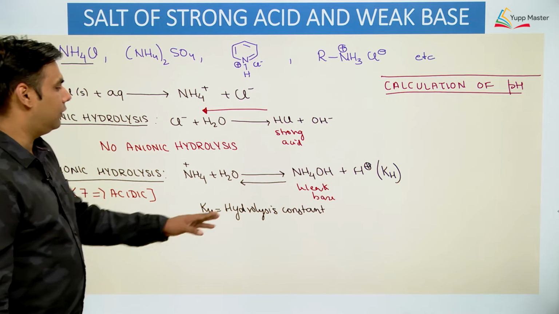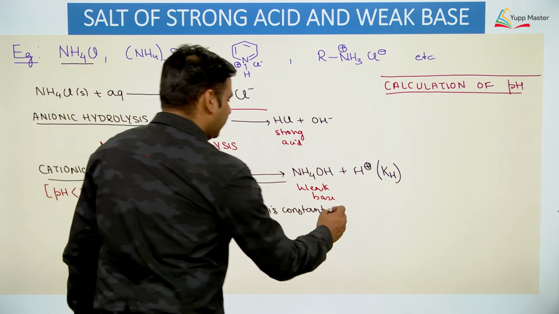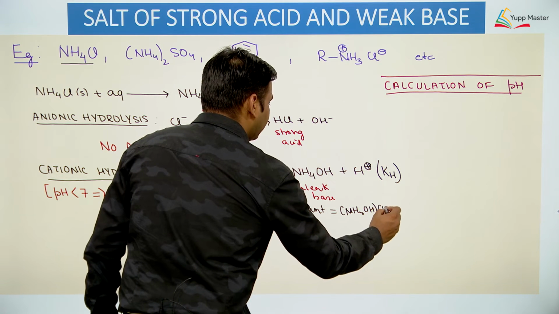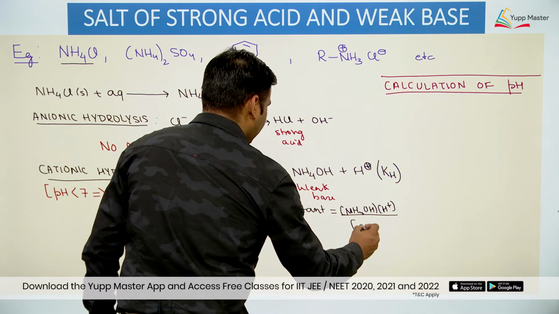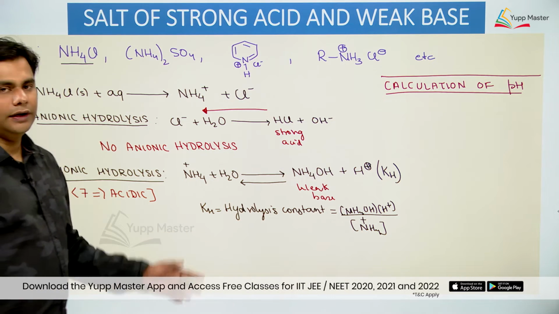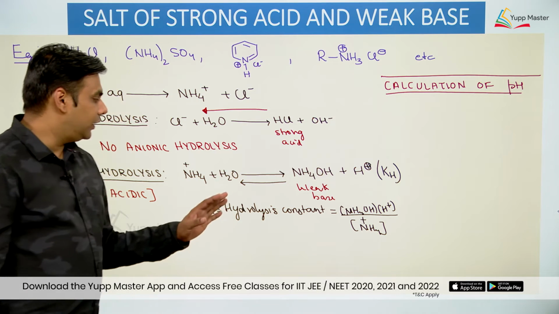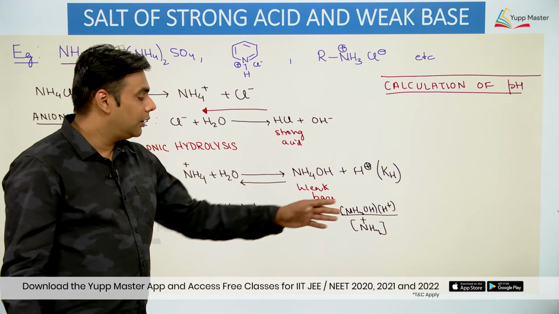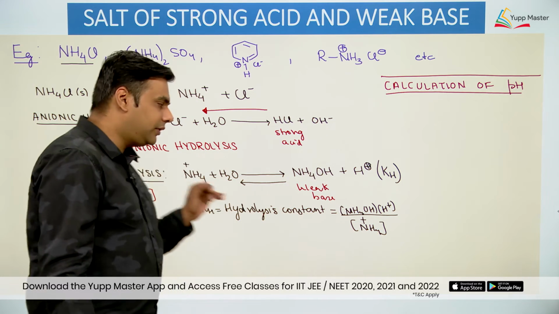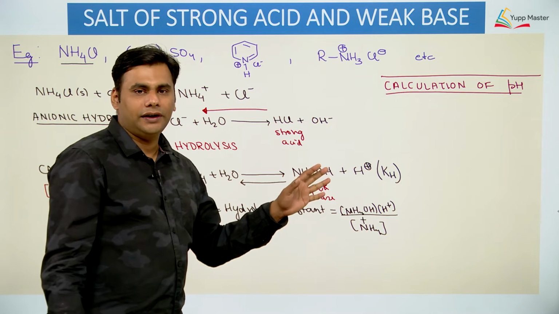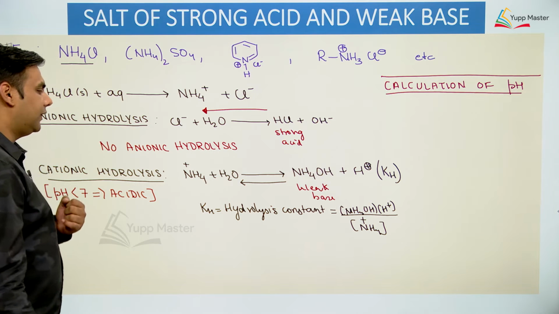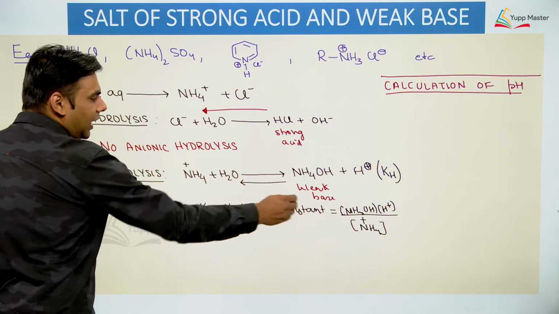Now what will be the KH? KH will be equal to the concentration of ammonium hydroxide times the concentration of H plus upon the concentration of ammonium ion, right? Water we do not take in the equilibrium expression because its concentration remains practically constant. So in this case we say the greater the value of KH, the more the hydrolysis. More hydrolysis means that the numerator will be greater than the denominator, that means this reaction is proceeding in the forward direction, indicating that more H plus ion is produced, hence the solution will be highly acidic. Okay, so basically KH is the hydrolysis constant.